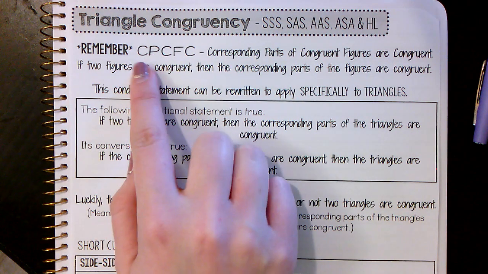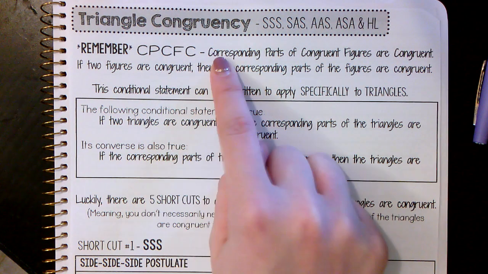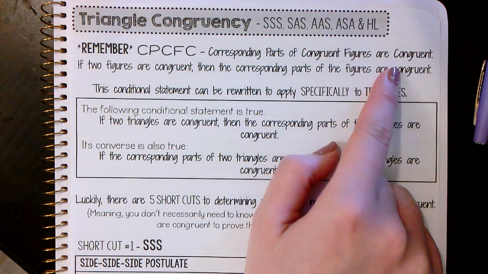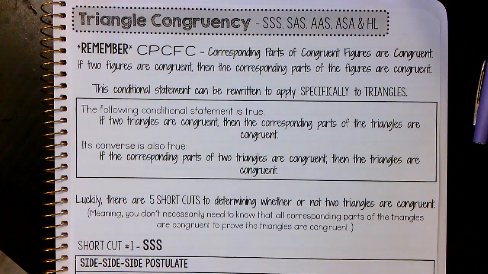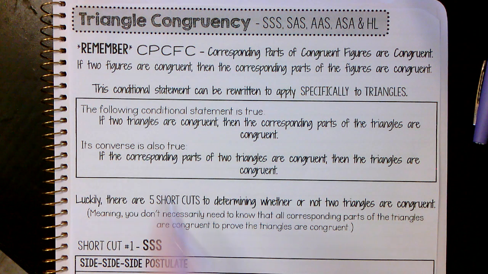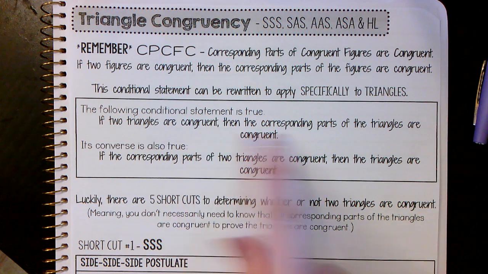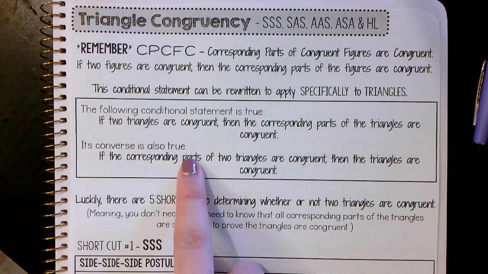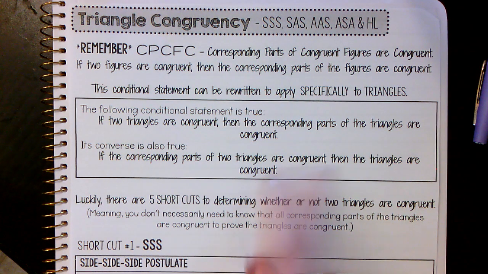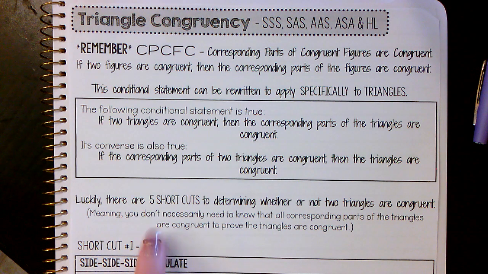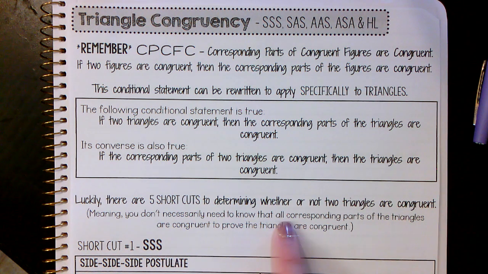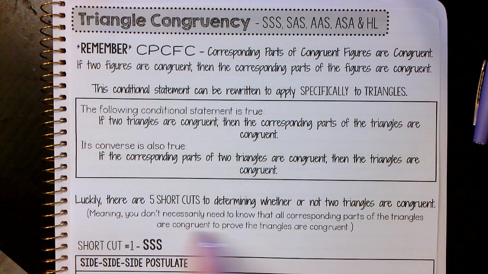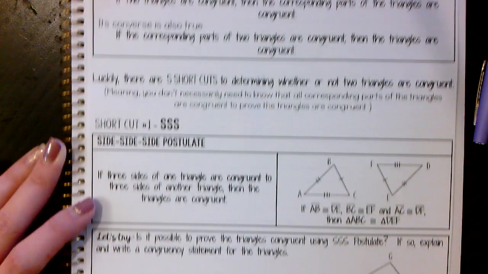So it's good to remember CPCFC, which means corresponding parts of congruent figures are congruent. So if 2 figures are congruent, then their parts are also congruent. And this can be rewritten to apply specifically to triangles. Basically saying if 2 triangles are congruent, then the parts inside of them are also congruent. Also, you could say if the parts are congruent, then the triangles are congruent. And so there's 5 shortcuts to help us determine whether or not they are congruent, meaning you don't necessarily need to know every corresponding part of the triangle to prove that they're congruent. So we're going to look at that.